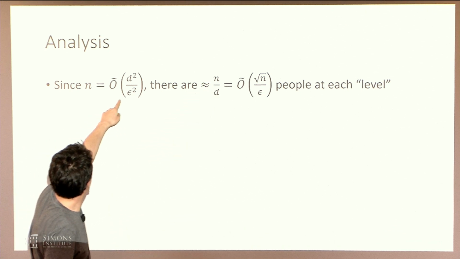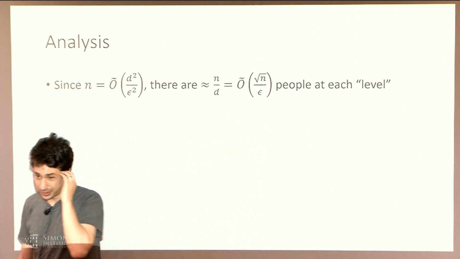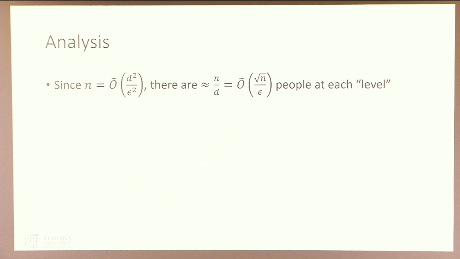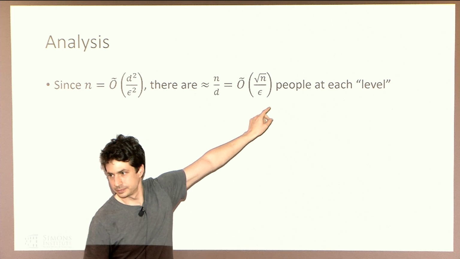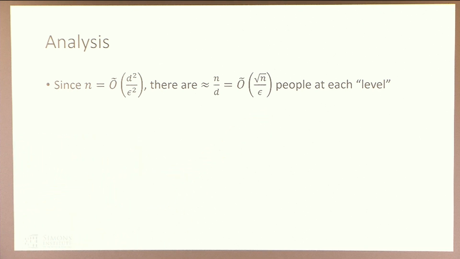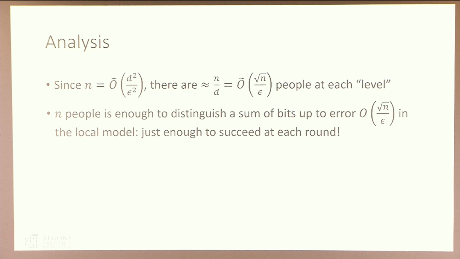And that works out, if you've picked n this way, to be root n over epsilon people at each level. And root n over epsilon is just at the threshold of the kind of signal you can distinguish from the noise that's introduced by randomized response when you have n people. I can estimate a sum when I've got n people up to error roughly root n over epsilon. So we've rigged things up so that that's exactly the level of signal we have, and so we can correctly identify the child at each step.